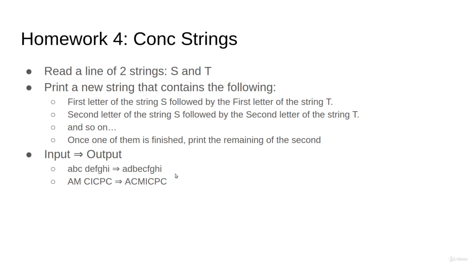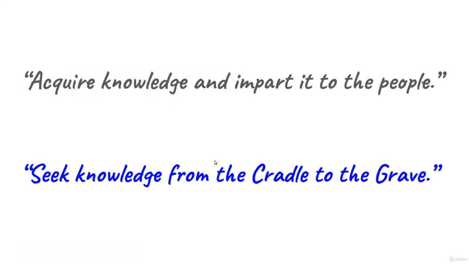Now let's get to the output part. You take the first letter from here and first letter from here. It's A and D. Second letter from here and second letter from here, B and E. Third letter from here and third letter from here, C and F. Now the first is done, just put the remaining of this one, which will be G, H, I, and so on. That's all.